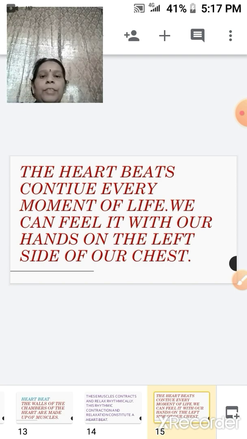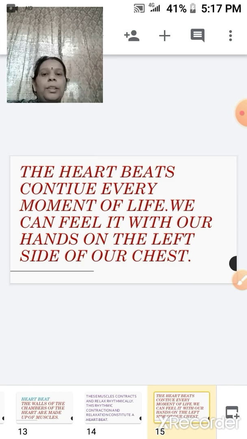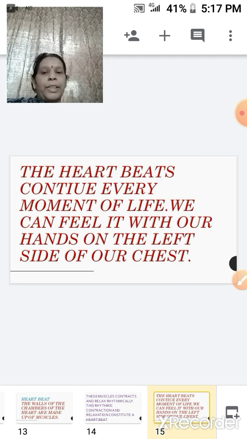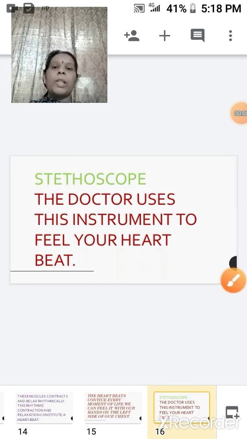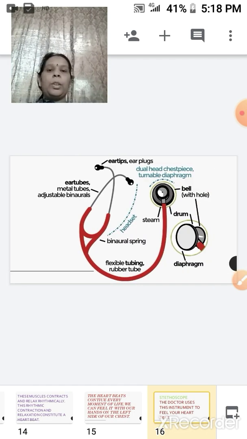So we can feel it with our hand on the left side of our chest. This is because of the location of the heart. That is why it is said you can feel the heartbeat when you keep your hand on the left side of your chest. This is an instrument to feel your heartbeat, and that instrument is said to be the stethoscope.